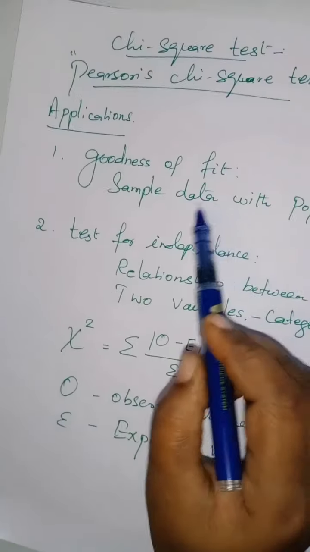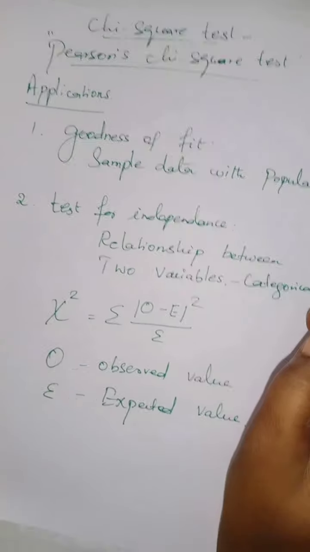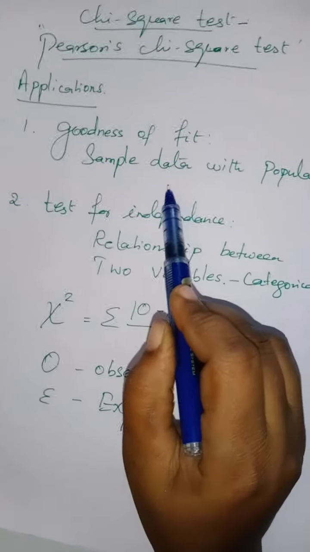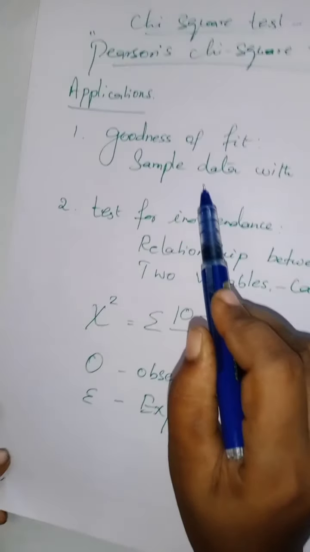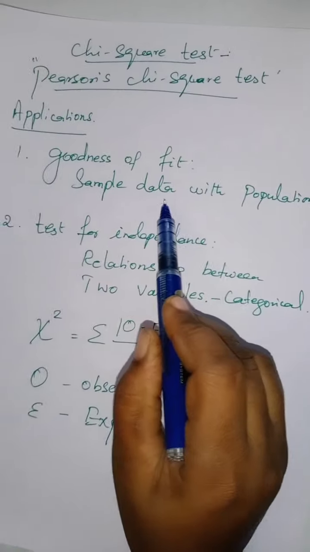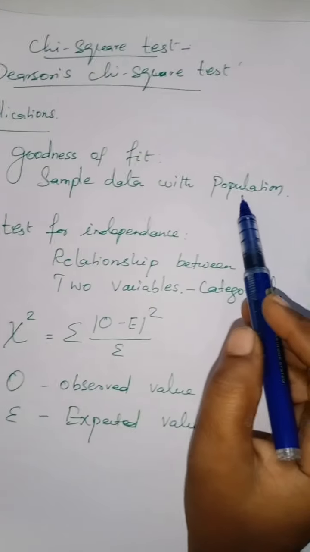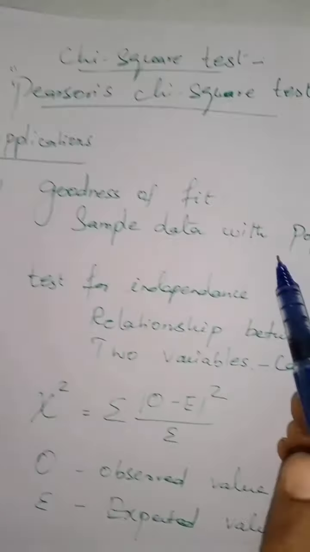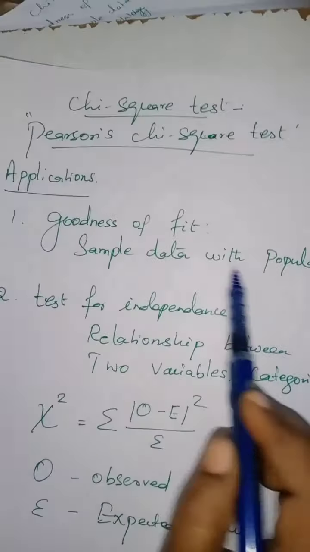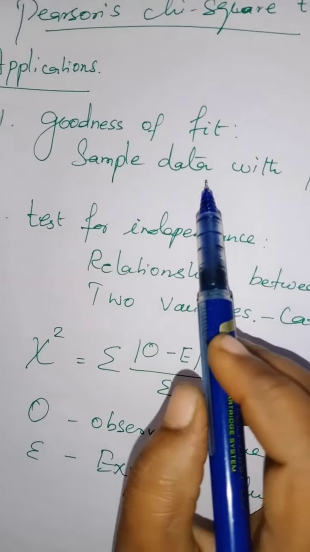Goodness of fit is nothing but when we have the sample data, how far it is related to the population. For example, when we toss a coin 10 times, if we get 6 heads and 4 tails, that may be our sample data. But normally what we expect is 5 heads and 5 tails. That may be the expected data. So in that case, how far both are related, we can apply this chi-square test in such a situation.